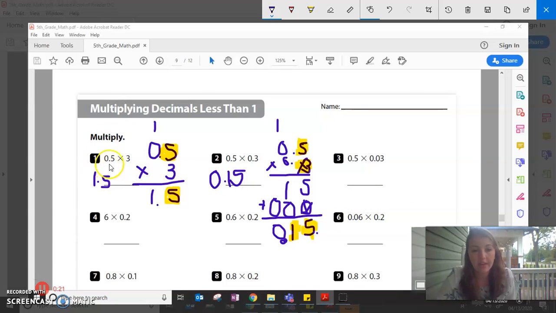You notice the difference? On number 1, in my factor, I had only one decimal place number, and in my product I had 1. And then number 2, I had 2 numbers that were in decimal places, and then my product had 2 numbers that were also in decimal places.